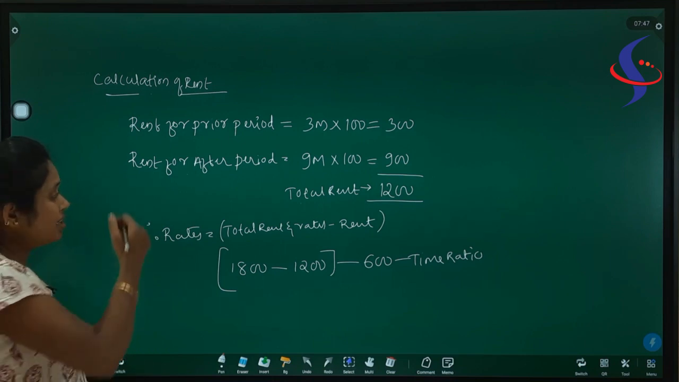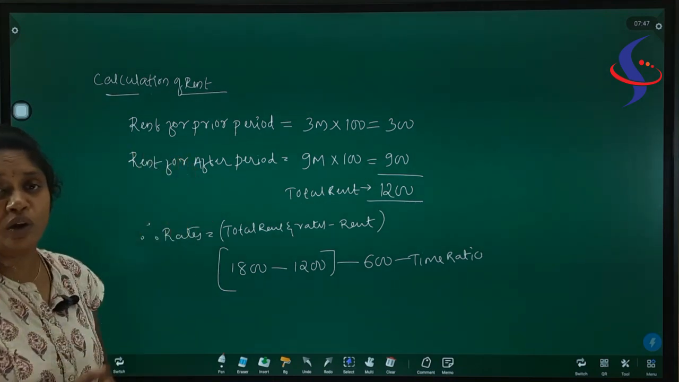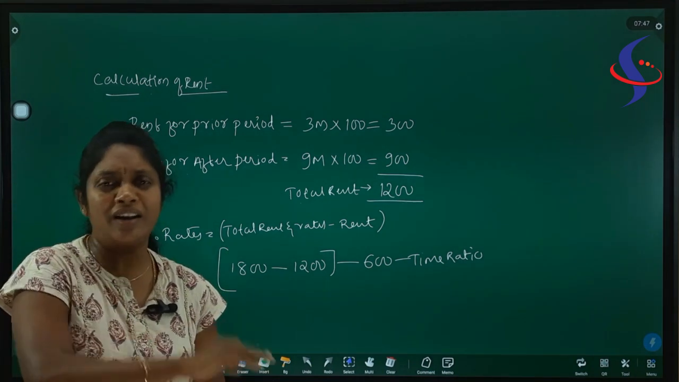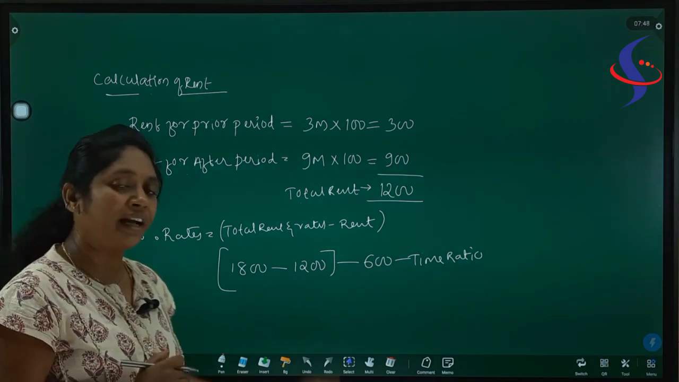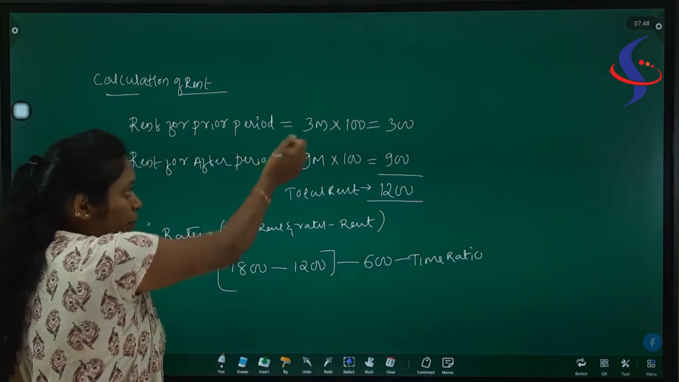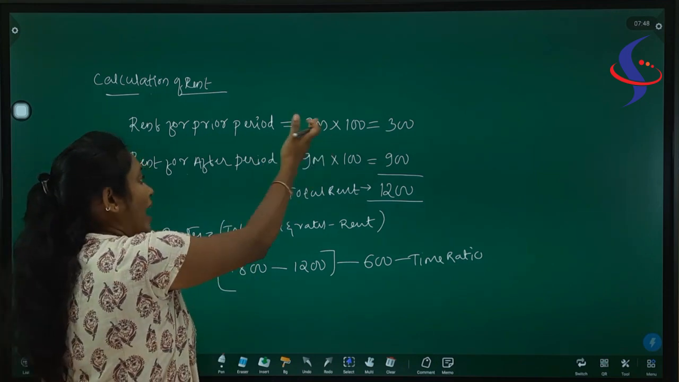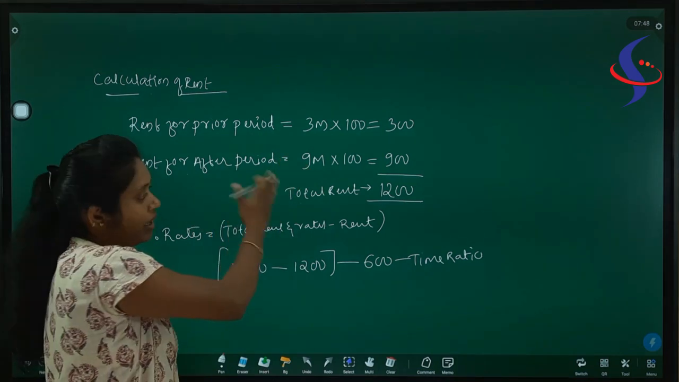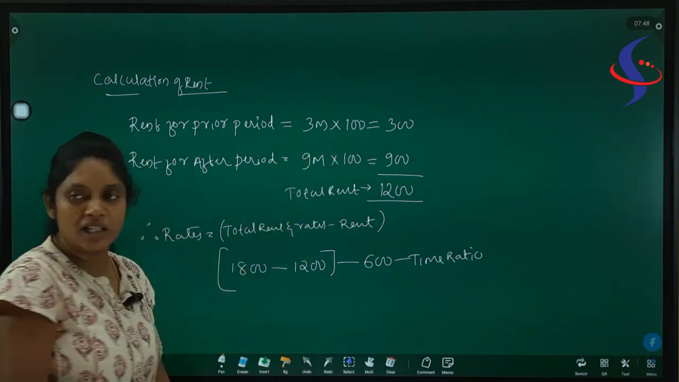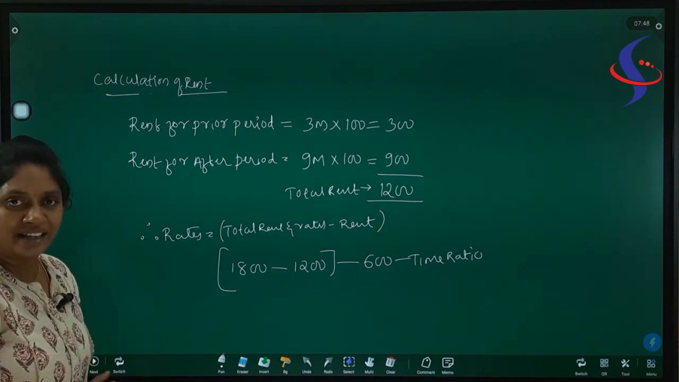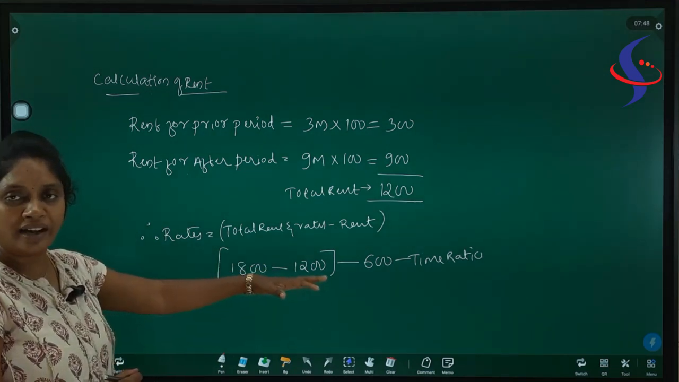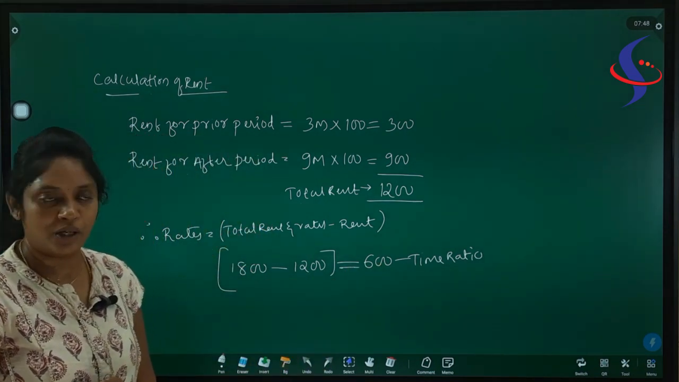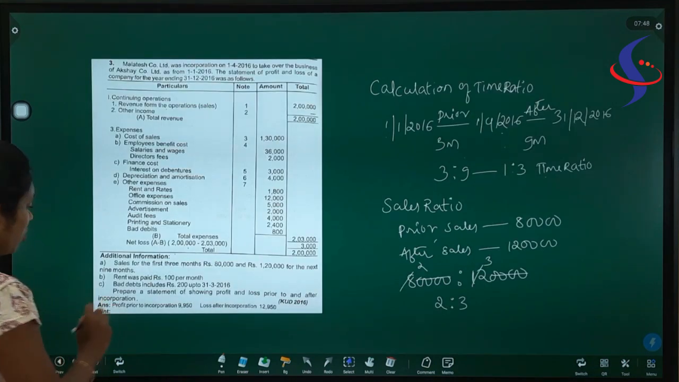Hope it is clear. You need to calculate this only when some information is given in the adjustment with respect to rent or rates. If not, you can directly divide 1800 using time ratio. So I repeat again, rent per month is 100. As we have 3 months as the prior period, 100 into 3 is 300, and the after period is 9 months, 9 into 100 is 900. Altogether rent is 1200 and the total rent and rates is 1800. From that total, if you remove 1200 rent, then whatever remains will be rates, and that you should divide using time ratio.